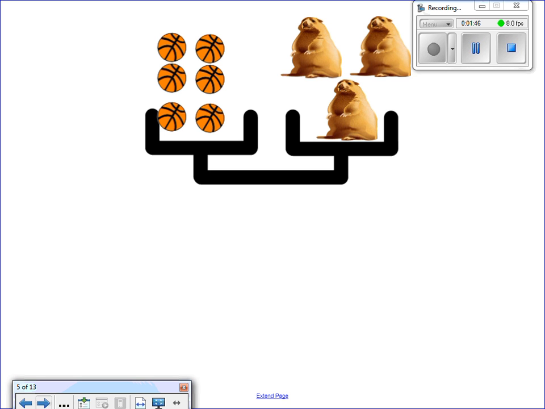I have 6 here, 6 balls over here. I have 3 over here. If I were to divide 6 by 3, I would get 2. So does that make sense? Do 2 basketballs weigh the same as a prairie dog? Well, let's try it out.